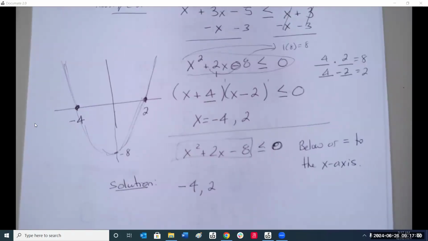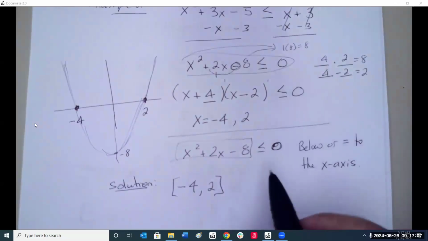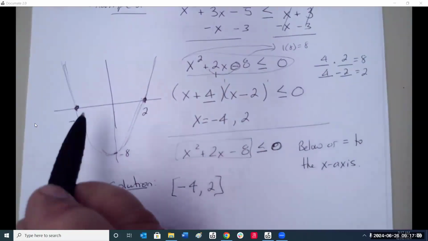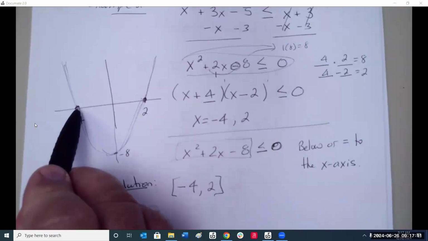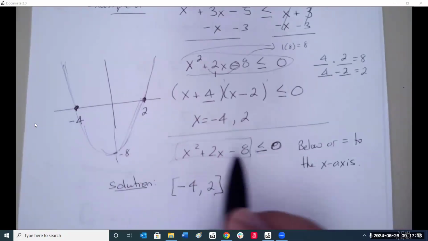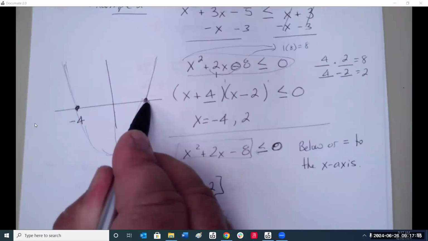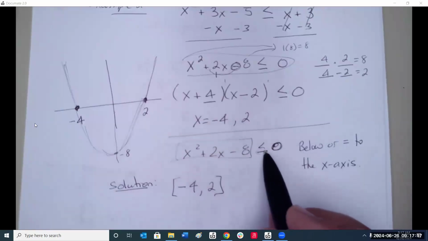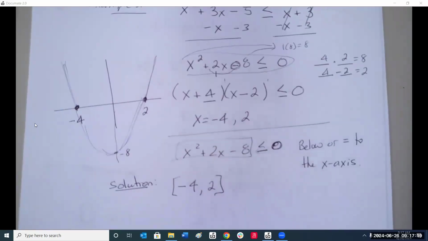Are they brackets or parentheses? Brackets. That's our answer. Because it's less than or equal to. In other words, we can take where it's equal to, which means if it's equal to, it's on the x-axis. If it's not equal to, then we can't use those points. It's everything below there.